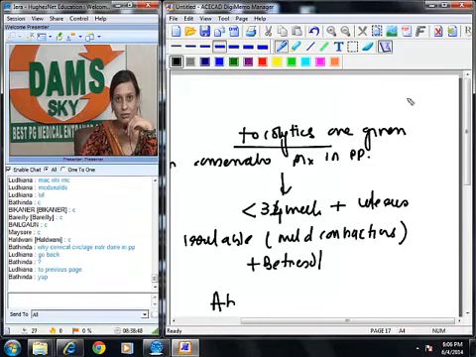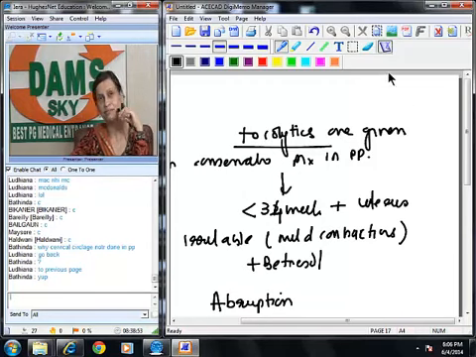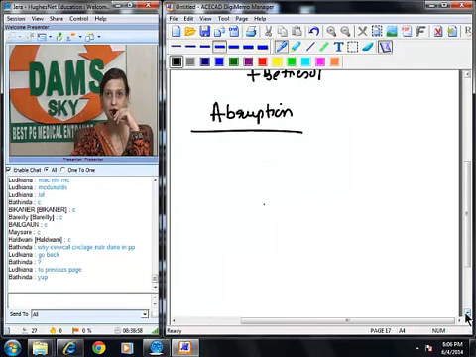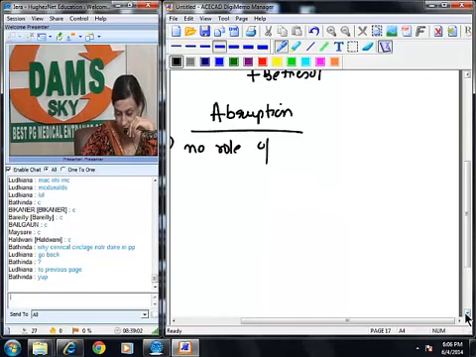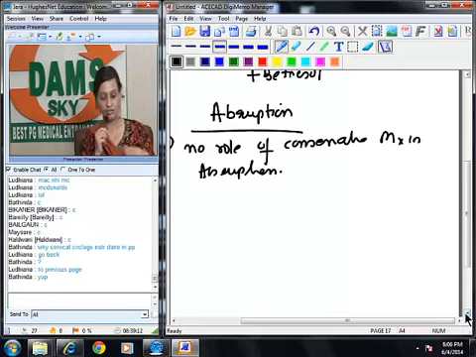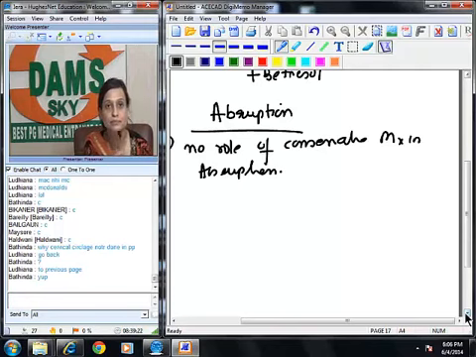Now when you talk about abruption, certain points in abruption are different from placenta previa. What are those points? Number one, there is no role of conservative management in abruption. Can you tell me why there is no role of conservative management in abruption? Anybody?